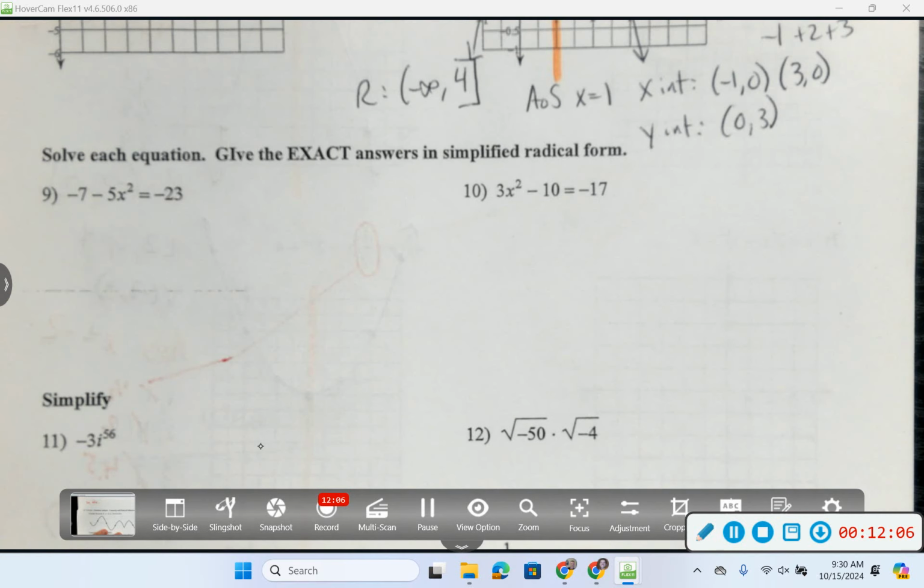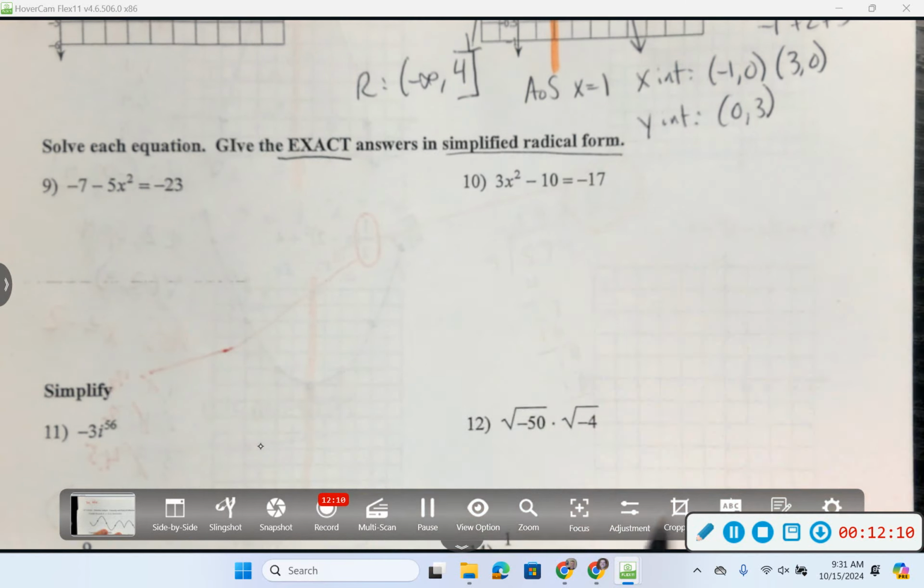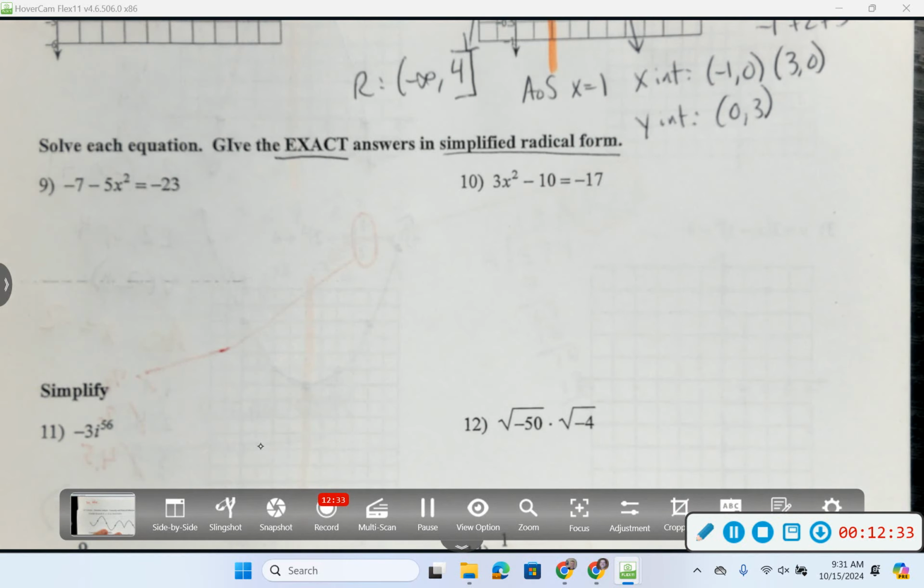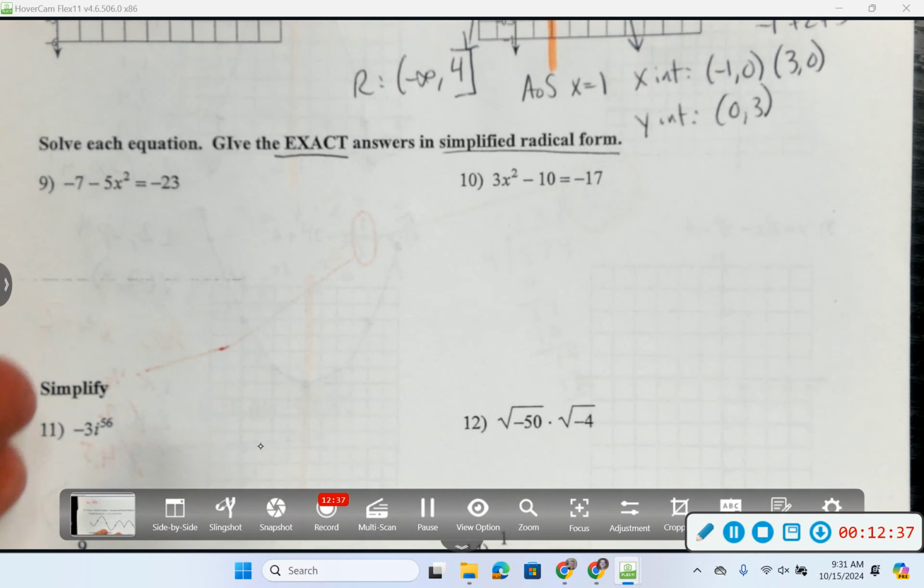Number 10. Solve each equation. Exact answers, simplified radical form. It did not prescribe a method for number 10. So, how would you like to solve number 10? Got options. We could use complete the square. We could use factoring. I don't want to use either one of those. I could use the quadratic formula, except we haven't even learned that yet. That's on Friday. I mean, it didn't specify, so if you use the quadratic formula, you would be okay. You get the right answer.